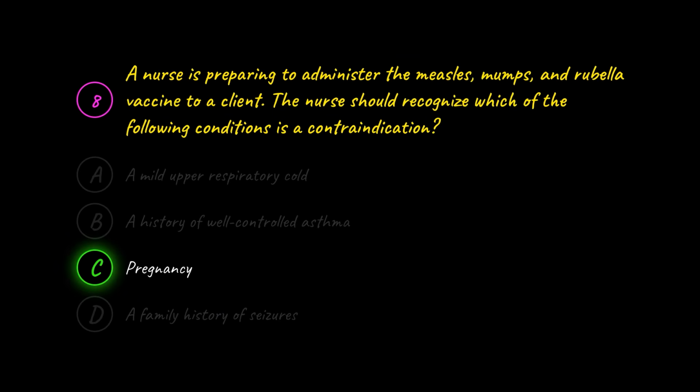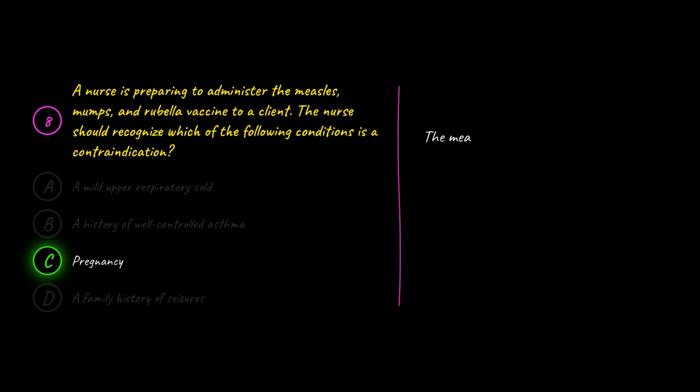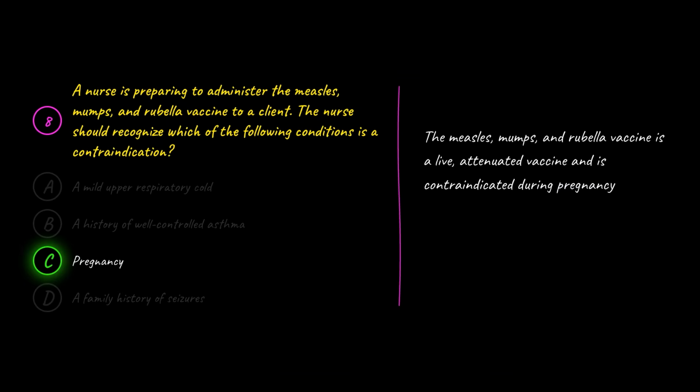The correct answer is C, pregnancy. C is correct because the measles, mumps, and rubella vaccine is a live, attenuated vaccine and is contraindicated during pregnancy because the weakened virus poses a risk to the fetus. The nurse should confirm the client is not pregnant first.